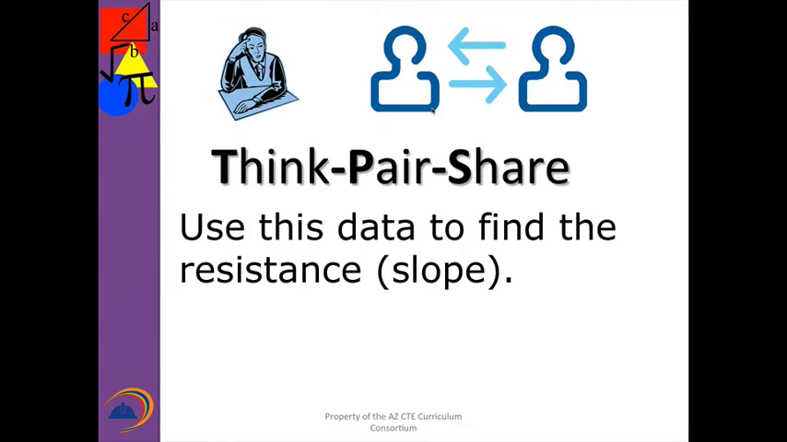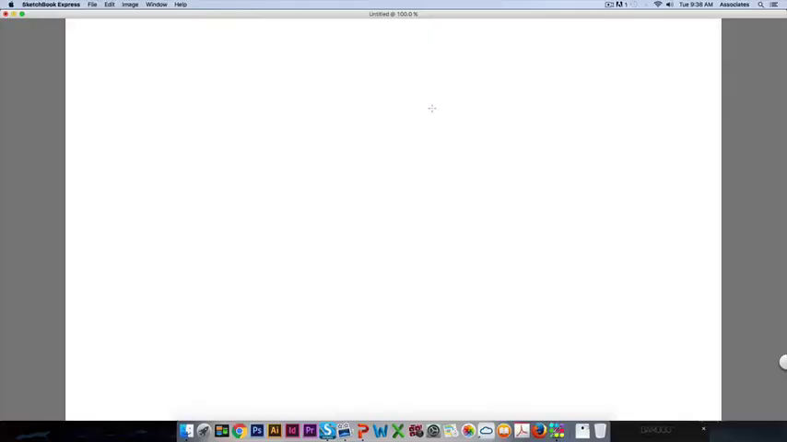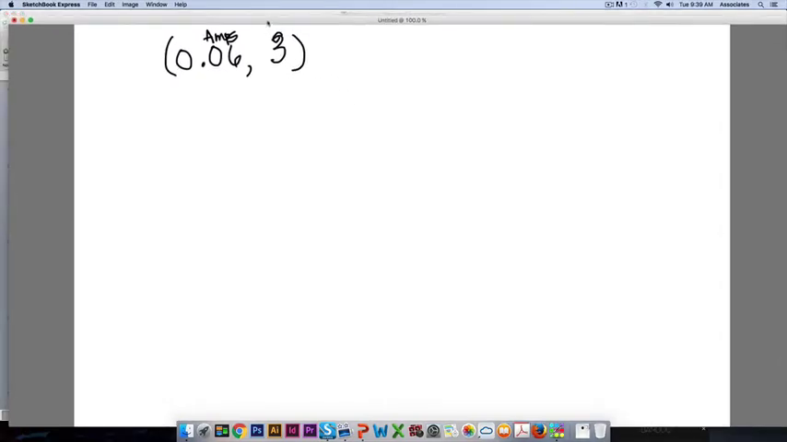Welcome back. So let's see. Use the data to find the slope. Pause the video, teacher, and have the students use this data to find the slope. Now, we are going to go to our slate when you're ready, and we're going to find the slope. I have 3 values here. I have the ordered pair 0.06, these are amps, comma, and I had 3, and that's volts.